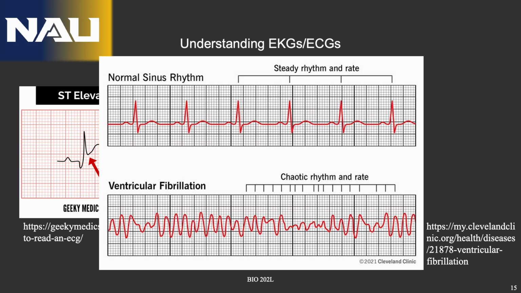So you're not expected to be able to diagnose these patterns. You are expected to be able to differentiate what a normal one looks like and what a non-normal one looks like, and then tell what part of the heart is influenced. So if the P wave is missing, then you should be able to infer that the atria are not contracting or not having electrical signal.